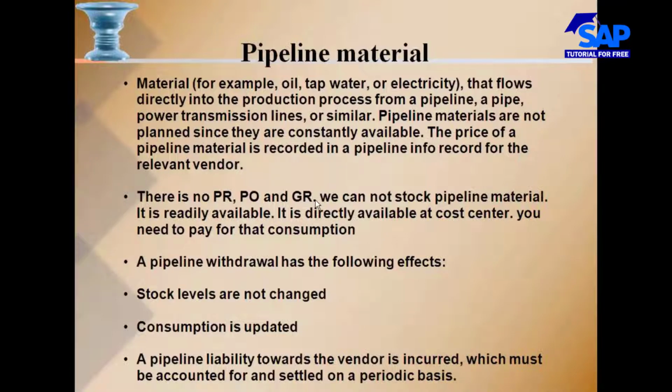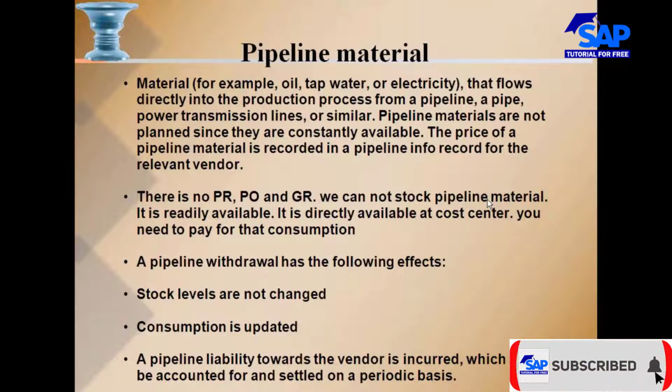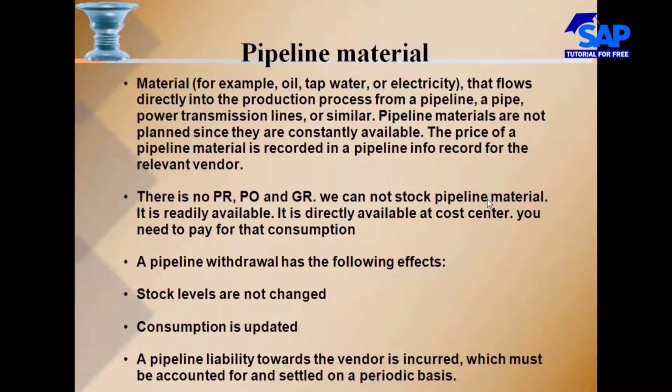There is no PR, there is no PO, there is no goods receipt. We cannot stock pipeline material. It's already or readily available. It's directly available at the cost center. You need to pay for the consumption. Right? A pipeline withdrawal has the following effect.